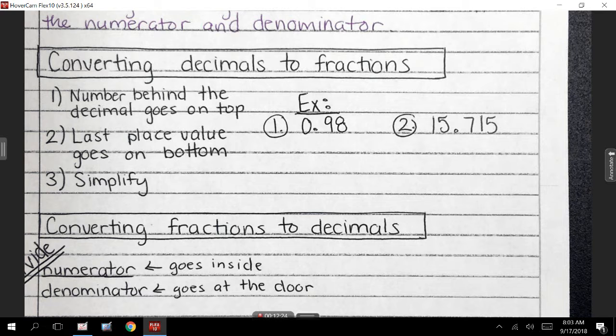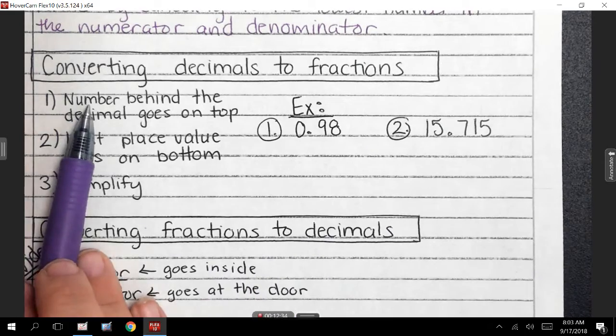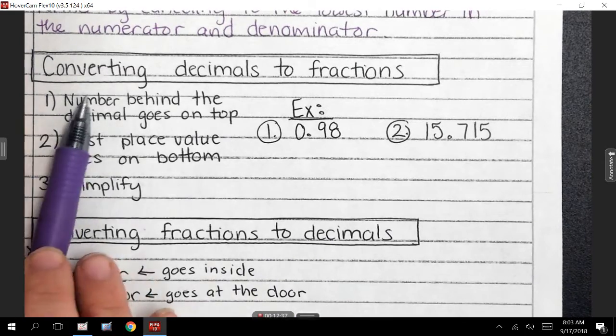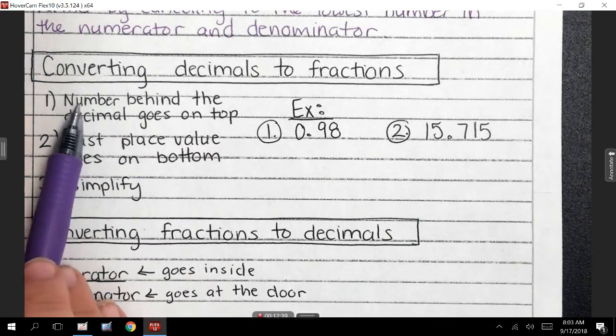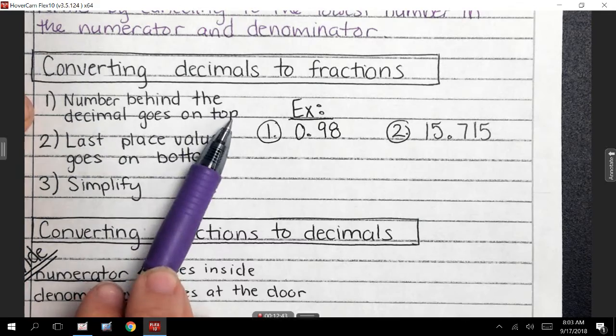All right, the first thing we're going to do is we're going to change decimals into fractions. So we've been working with decimals. We've done a lot with them. But now I want to be able to take this decimal and make it a fraction. I wrote out some steps for you. All right, the first step says the number behind the decimal goes on top.